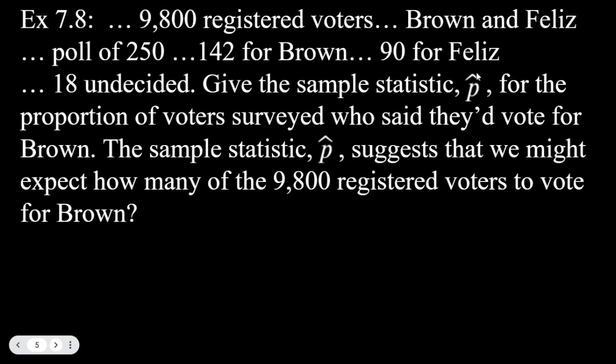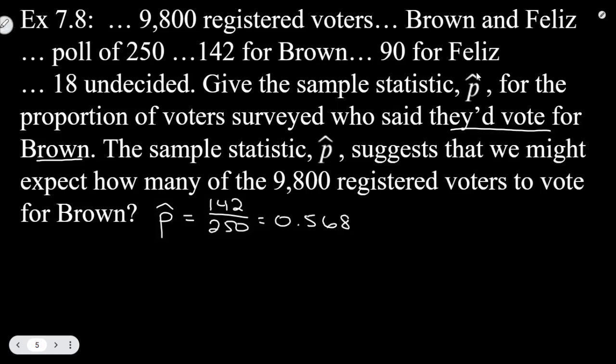Here's our information. To find p hat, remember we take the number of individuals who have that certain characteristic, and in this case, our characteristic is they said they would vote for Brown. That was 142 out of the total number sampled, which was 250. So we'll just go ahead and divide that: 142 divided by 250. And that gives us 0.568. So that's the first part of our question, to find p hat.